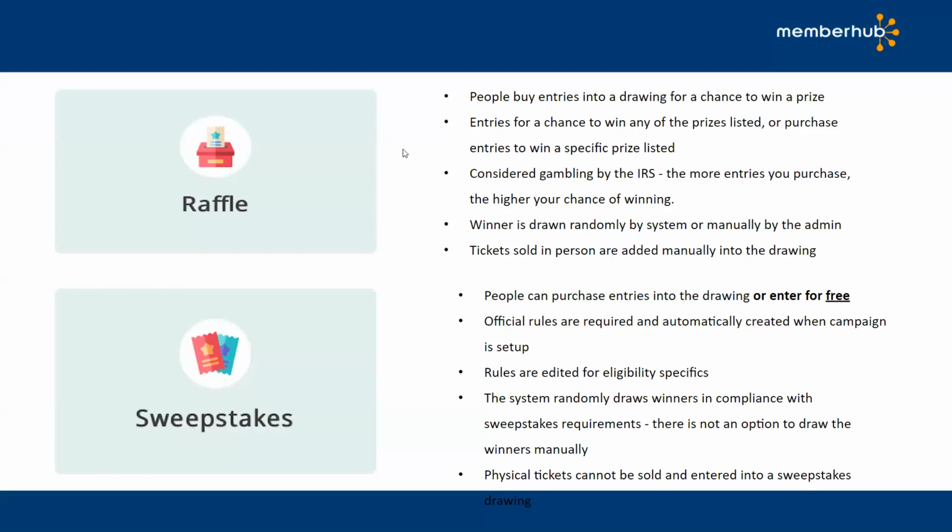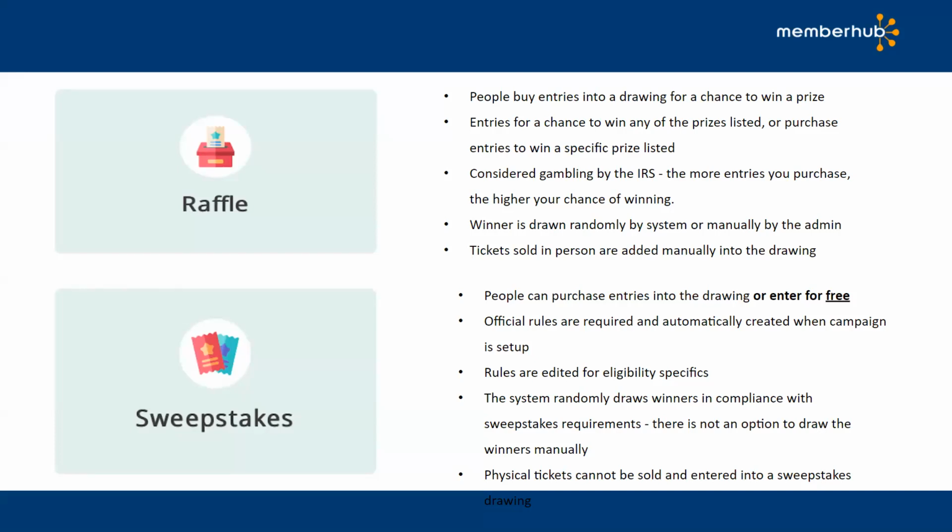The next fundraiser is a raffle. This is where people would buy entries into a drawing for a chance to win a prize. Entries can be for a chance to win any of the prizes listed, or they can purchase entries specific to one prize listed. This is considered gambling by the IRS. So the more entries you purchase, the higher your chance of winning. The winner is drawn randomly by the system, or the admin can manually draw the winner as well. Tickets can be sold in person and added manually into the drawing.